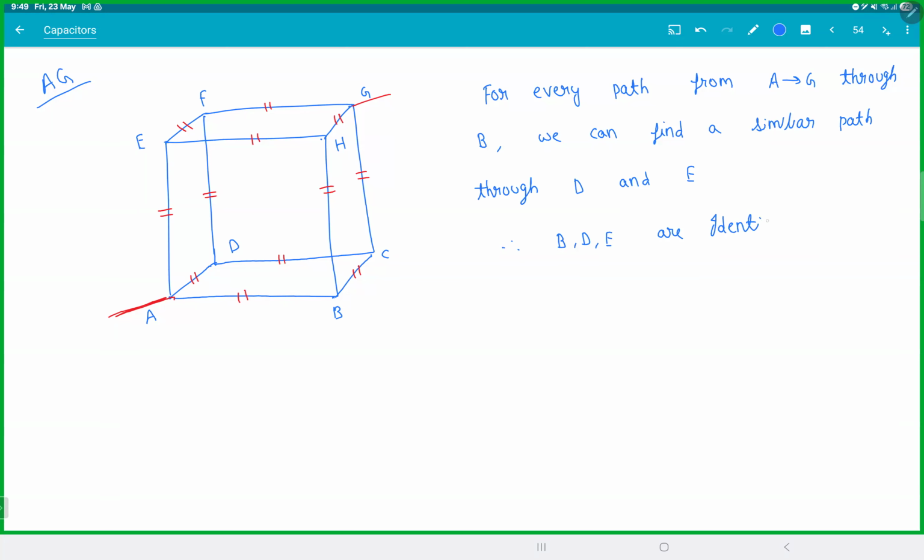Again, you need to understand the electrons don't care, or the charge doesn't care who is B and who is D. It is your and my imagination. So if there are three identical paths, equal paths, equal time, they will take equal distribution. So they will have the same potential. Therefore, B, D, E have the same potential.